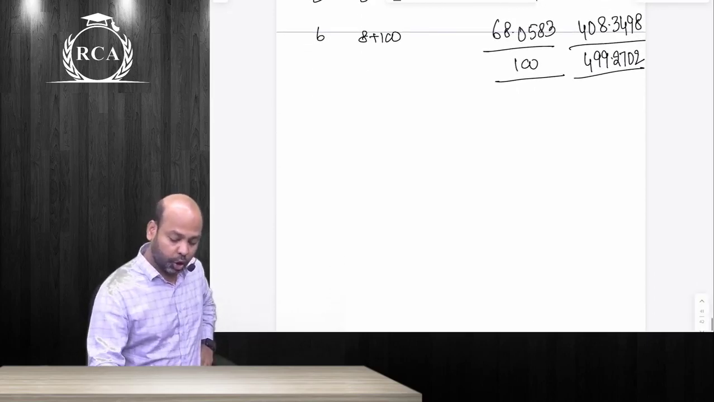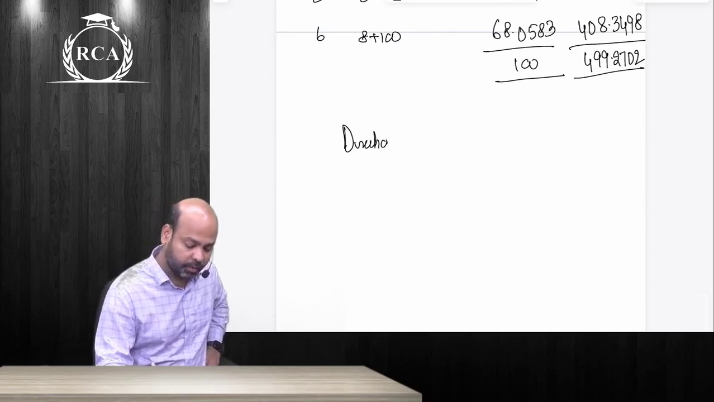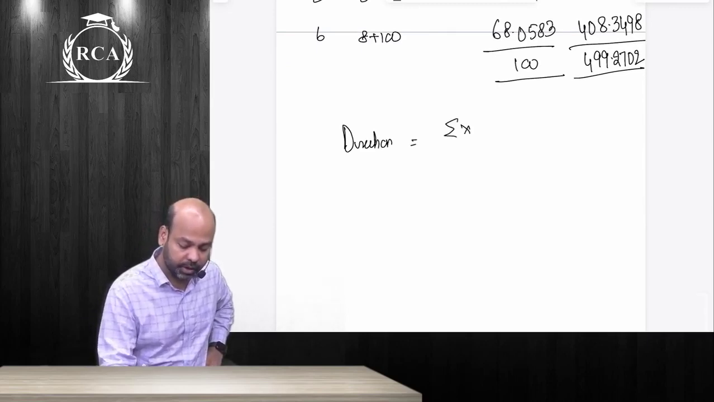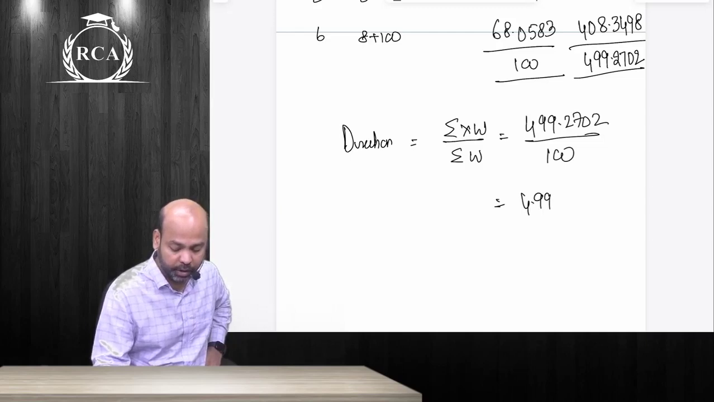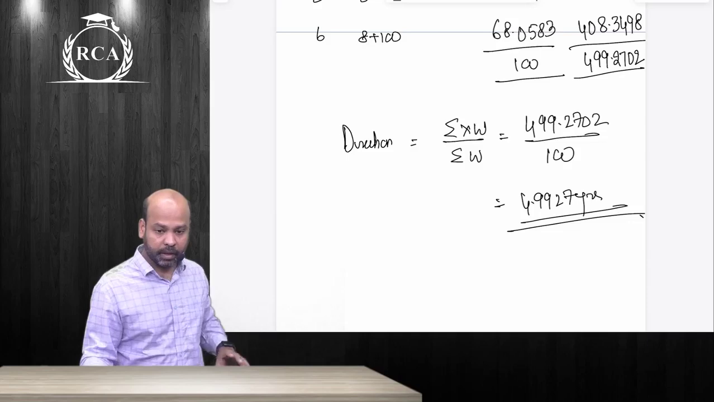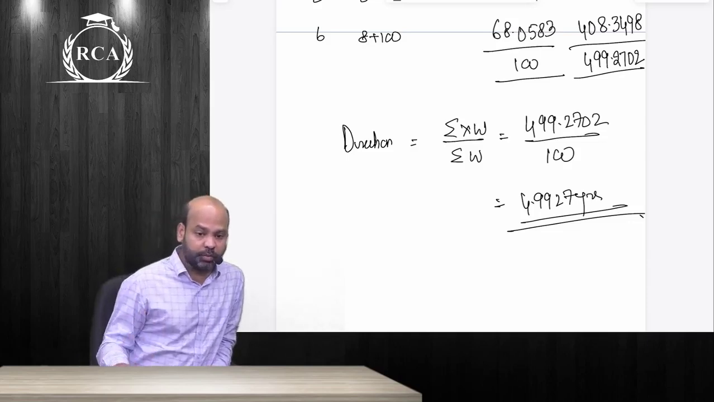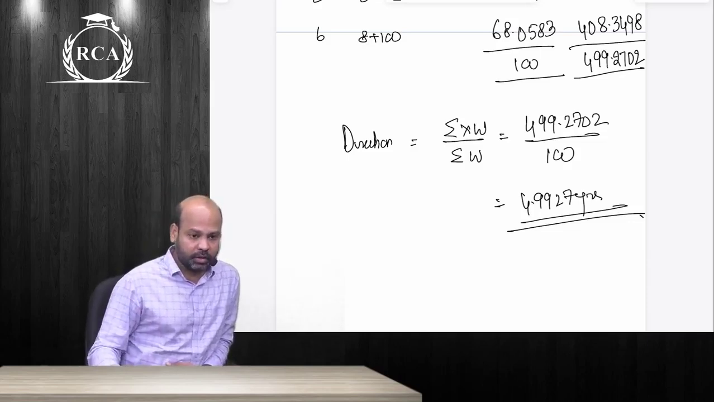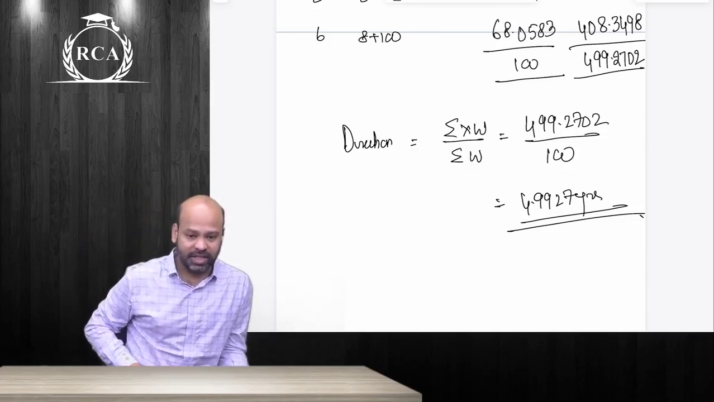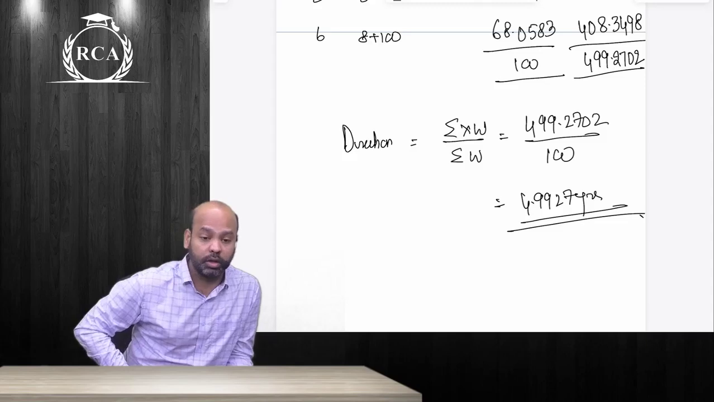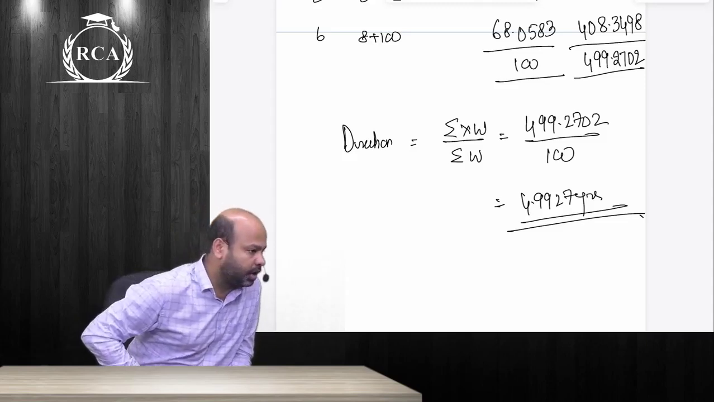499.2702. Duration of a bond is computed as summation xw divided by summation w. 499.2702 divided by 100 rupees is 4.9927 years. The duration of this bond is 4.9927 years. This is the only reason that our interest rate changes did not have any impact on the total yield realization.